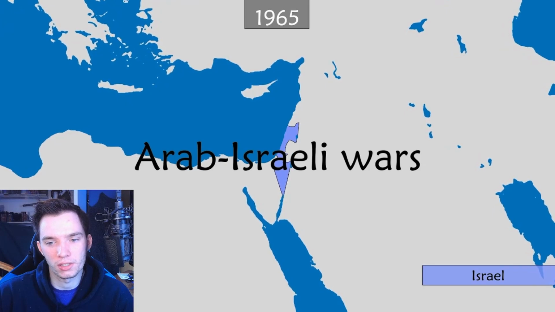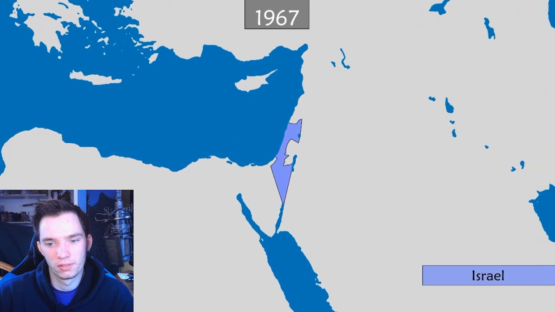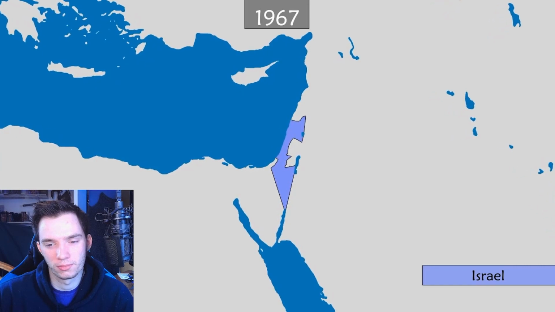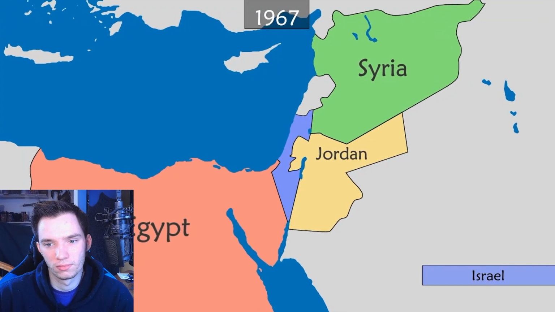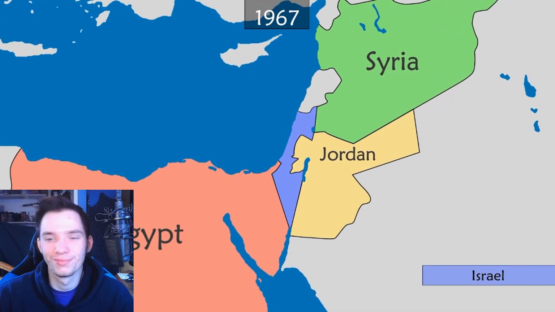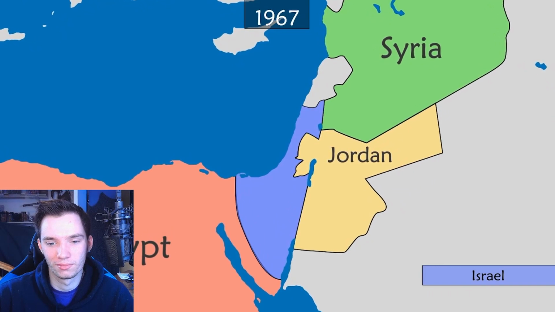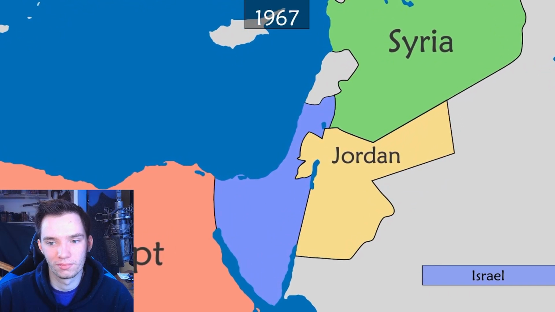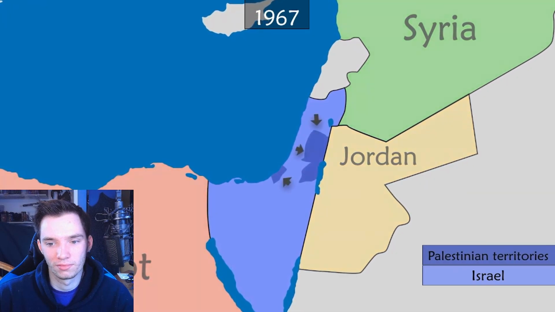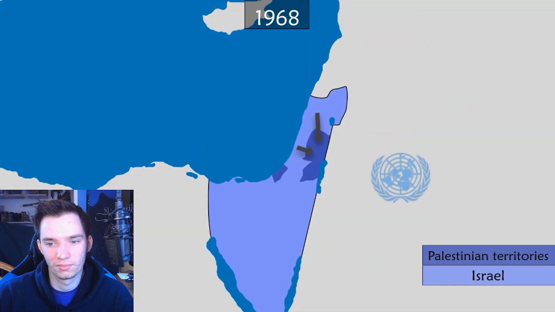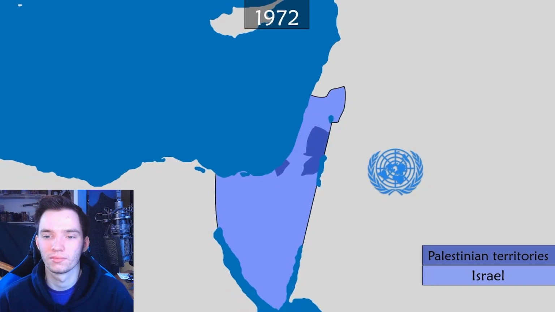So that wasn't the Six-Day War. This is going to be the Six-Day War. In 1967, following tensions with its neighbors, Israel declares war on Egypt, Jordan, and Syria. In 6 days, Israel dominates the war and triples its territory by seizing the Egyptian Sinai, the Syrian Golan Heights, and the West Bank. Israeli settlers begin to move into Palestinian territories. The UN reacts and adopts Resolution 242 condemning the Israeli occupation.